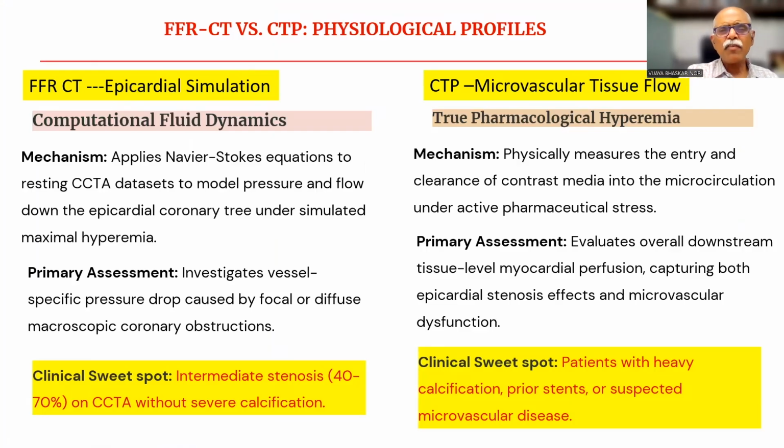So where do we compare FFR and perfusion? FFR is epicardial vessels. Perfusion is microvascular tissue level. FFR is computational flow dynamics. CT perfusion is true pharmacological hyperemia. The clinical sweet spot is intermediate stenosis, 40 to 70% stenosis on CCTA without severe calcification, where CTFFR is very useful. Whereas with heavy calcification, intermediate stenosis, stents or bypass, you have to do a myocardial perfusion because CTFFR can go wrong in heavily calcified vessels. So that is where CT perfusion helps.